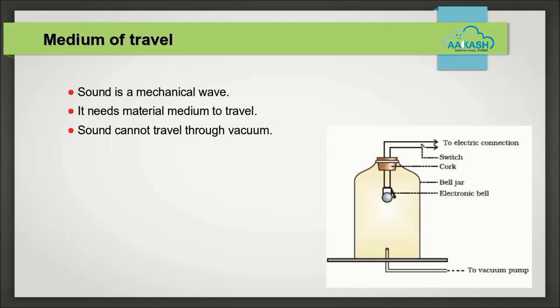Medium of travel. Sound is basically a mechanical wave which depends on motion. Motion exists only in material medium. Hence, it needs some material medium to travel. Since there is no material in vacuum, vibrations cannot be propagated through vacuum. Hence, sound cannot travel through vacuum.